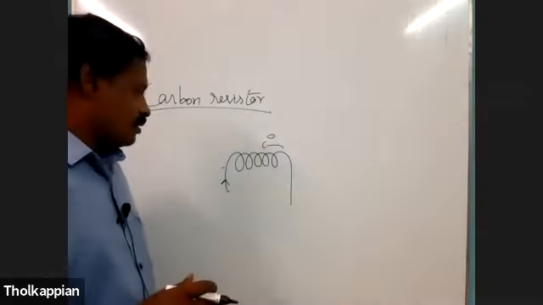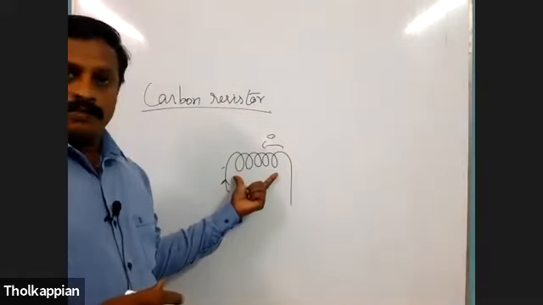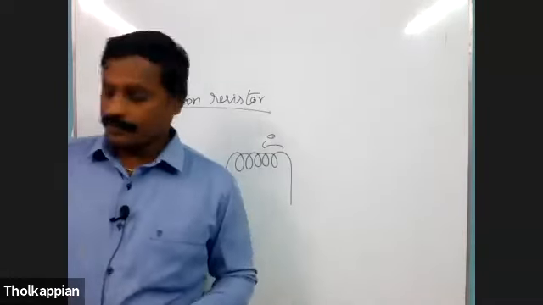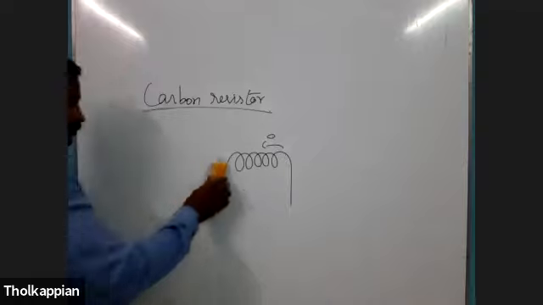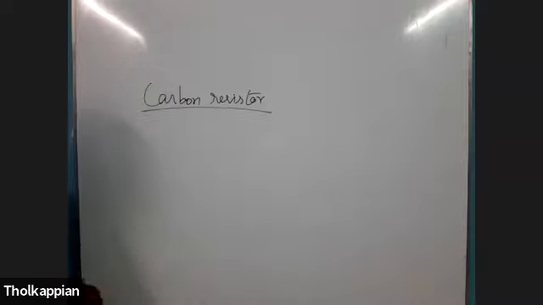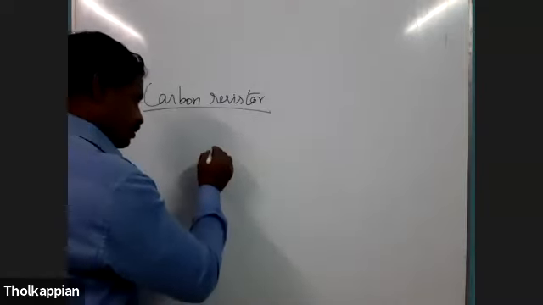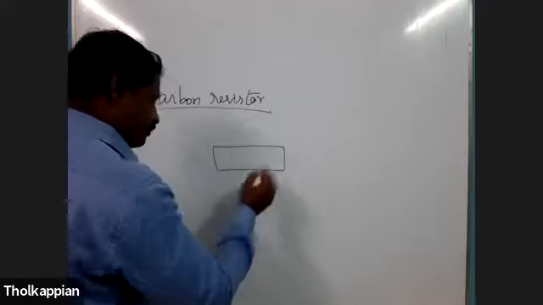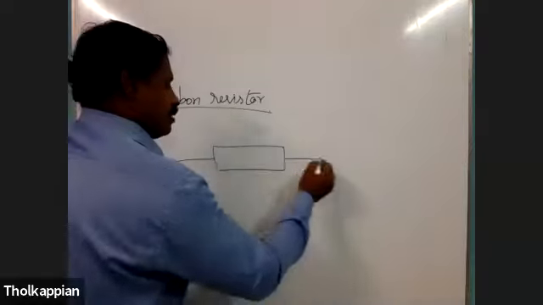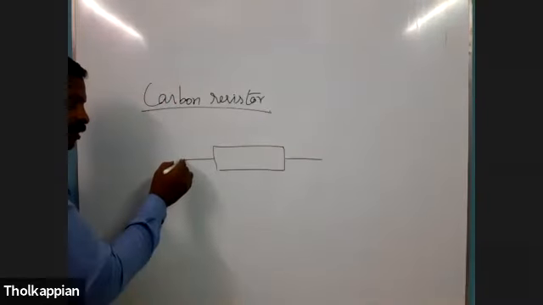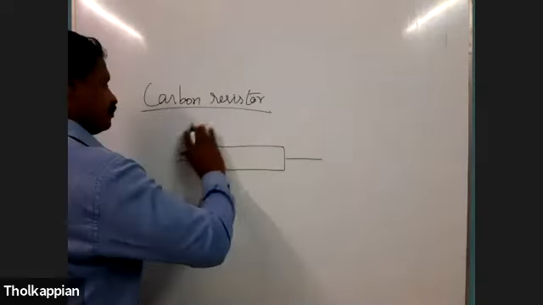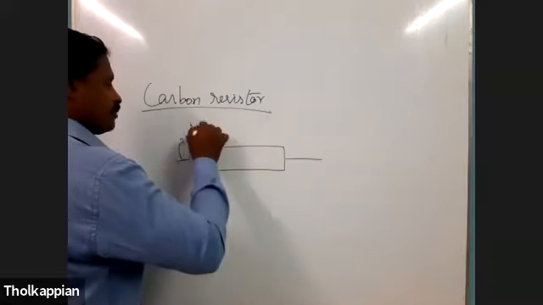This type of resistor was used in olden days, but nowadays we are using the carbon resistor, which is very, very cheap. And how is it prepared? How are carbon resistors manufactured? See, this is porcelain material. In this porcelain material, this is the ohmic contact.